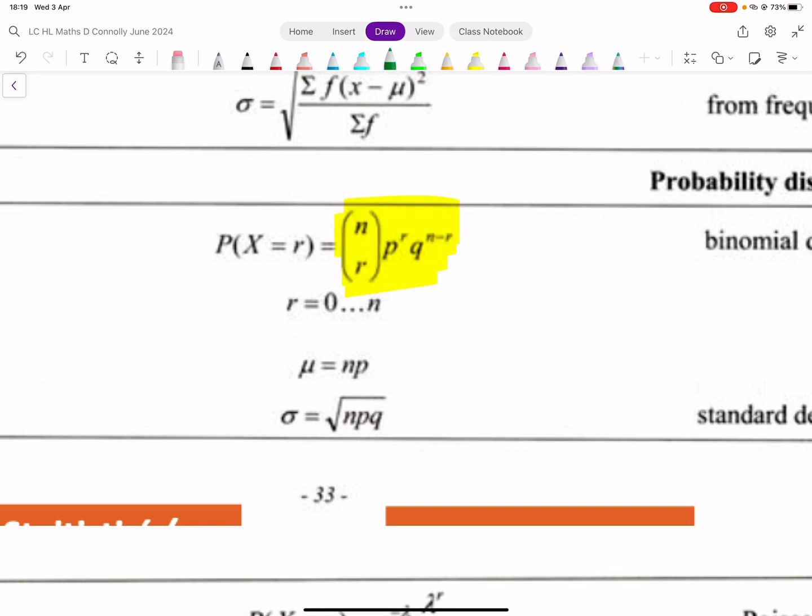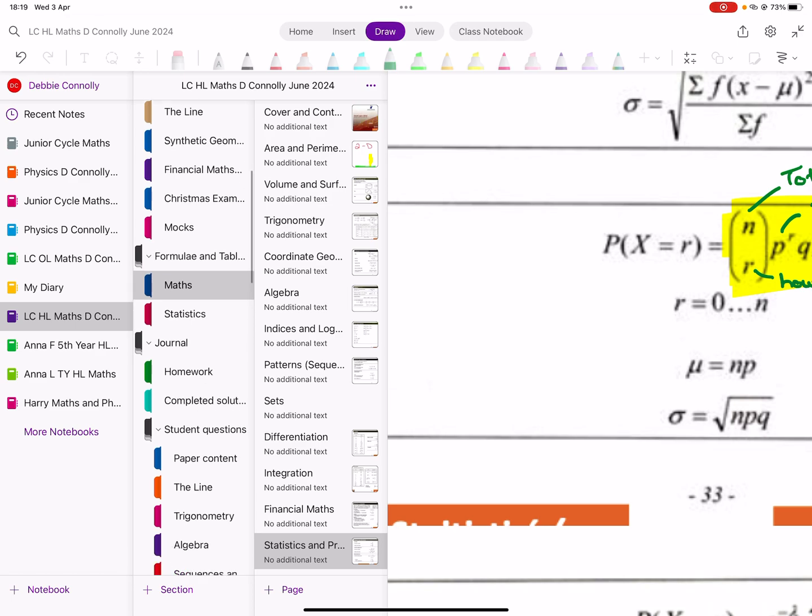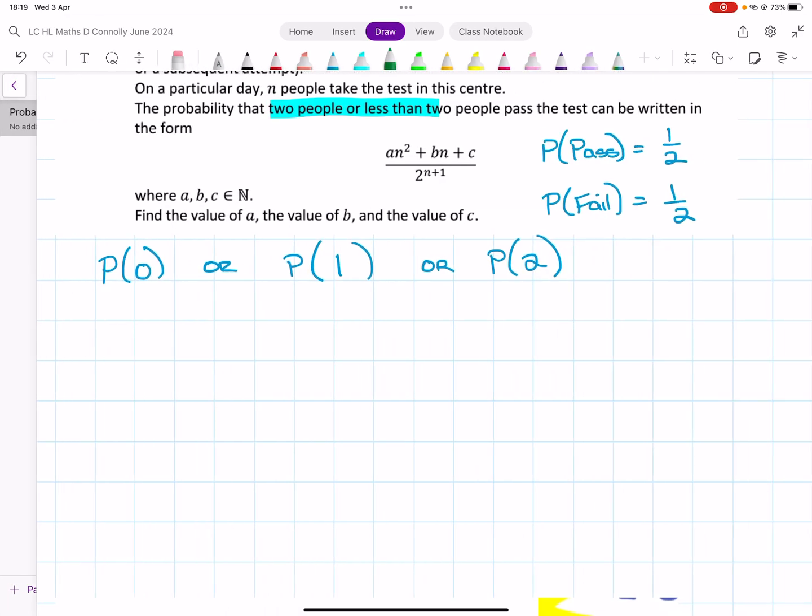Where you go, this is like the total number of people. This is how many, in this case, passes we want. This is the probability of passing. And then the power is how many. And this is the probability of failing. And then your n minus r is how many. So it's that formula that I'm using. Well, statistics and probability makes sense. That's where I found it.